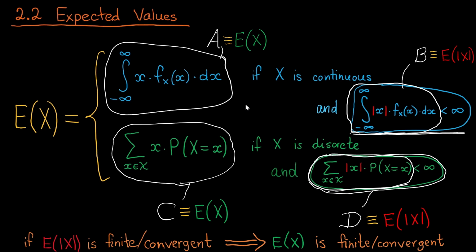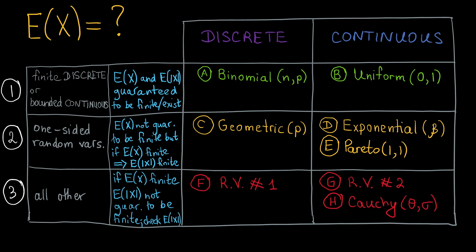We will work on understanding this gap by looking at several examples. And I've split these into 3 categories by rows. In category 1, in row 1, we will cover the binomial and the uniform, 2 random variables that have a finite support in the case of binomial and a bounded support in the case of a continuous random variable.